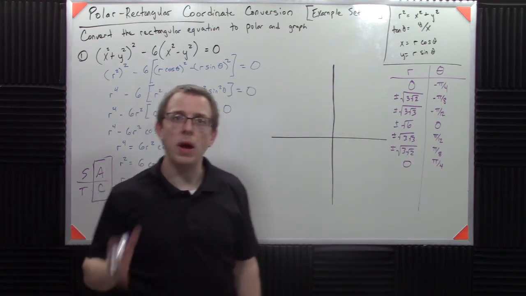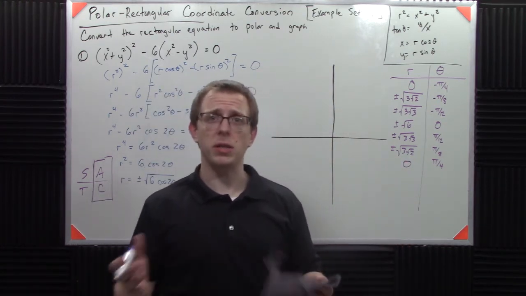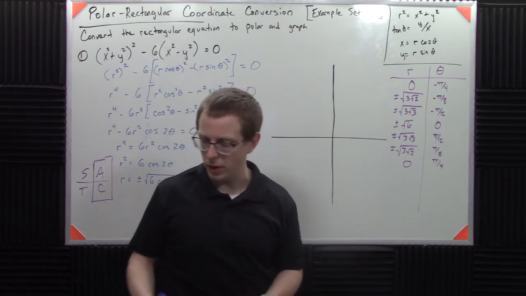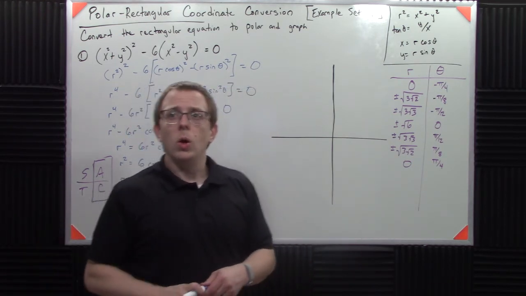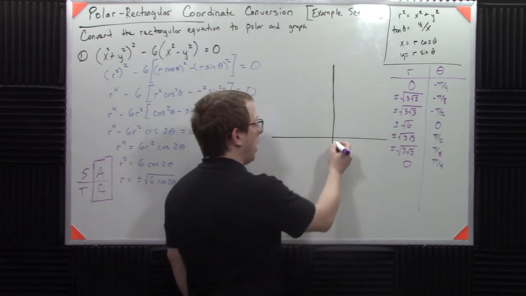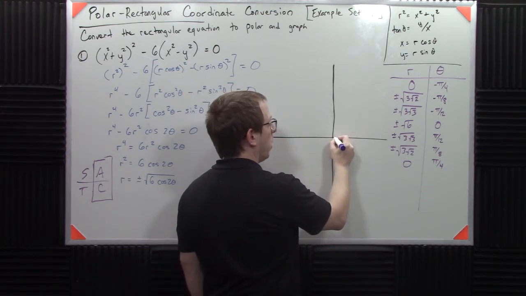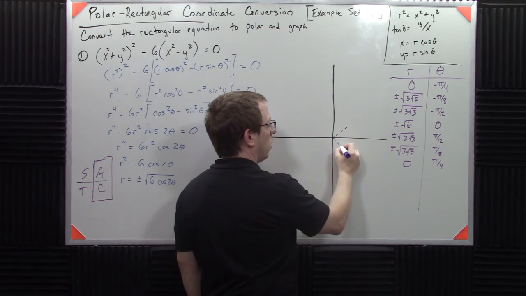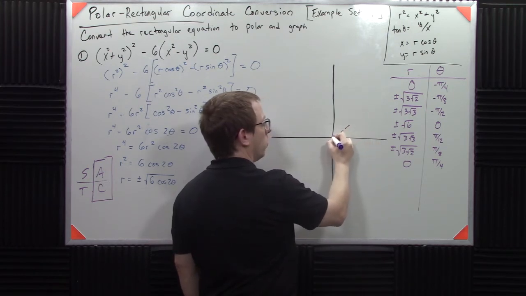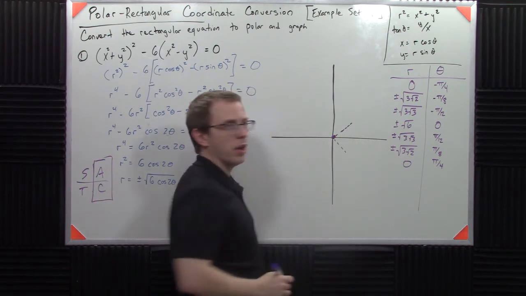So what does that mean? Now I've written all these values. What does this mean? Well, it's going to be fun. At pi over 4 and negative pi over 4, r is 0. So along these lines, you actually have nothing there.